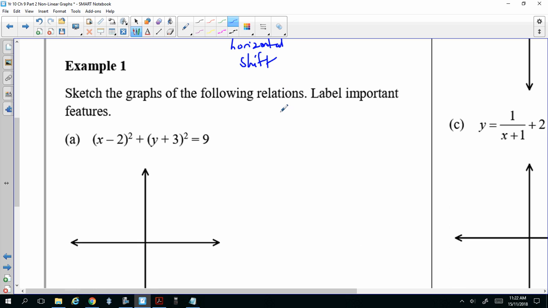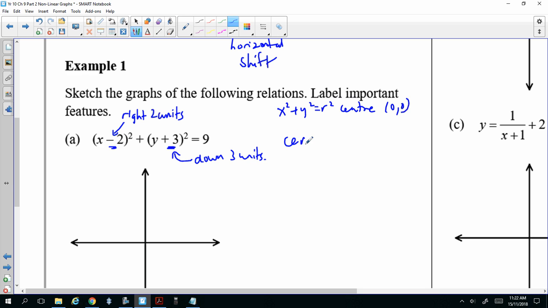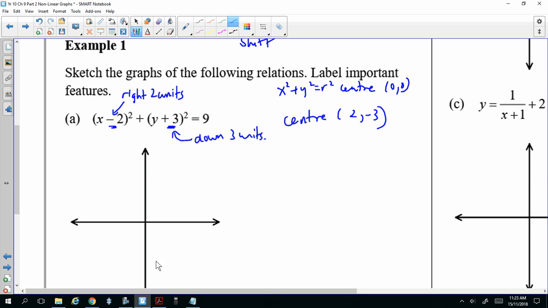So normally the circle looks like this. The center is at the origin. But when there's numbers added to the x and the y, that's been translated. So like before, this is right 2 units, like we did with the parabola. And now, if it's a plus 3, you do the opposite. So you have to go down 3 units. So if it's translated from the origin, then the center will become (2, -3). And then what you do is you plot the center first.